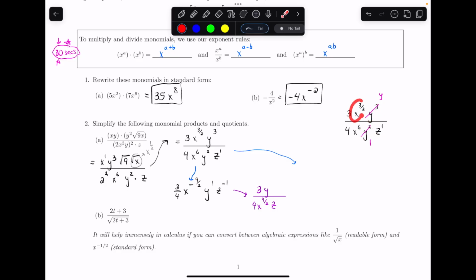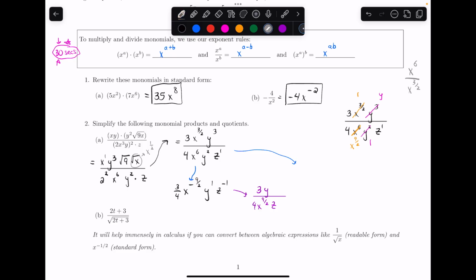If I do the same thing with the x terms, I could divide by x to the 3/2. So if I divide this by x to the 3/2, I'll be left with 1. If you divide x to the 6 by x to the 3/2, I have to get a common denominator to subtract them. 12 over 2 minus 3 over 2. That'll leave me with x to the 9/2.